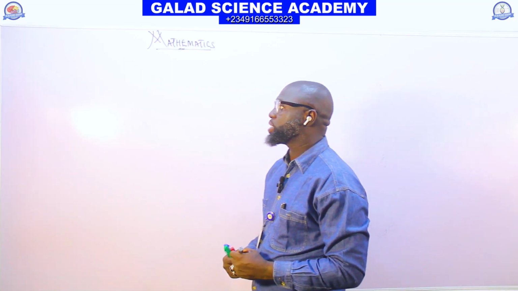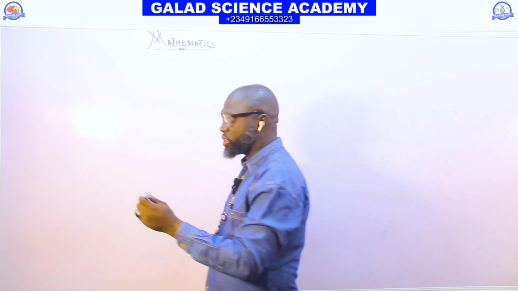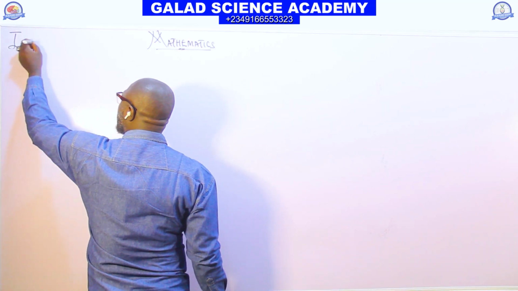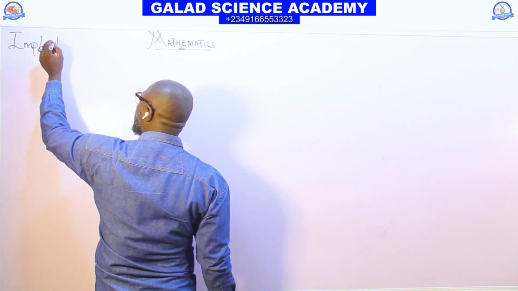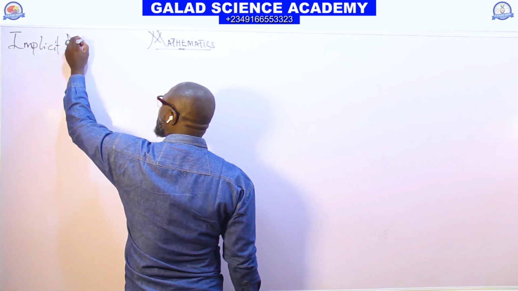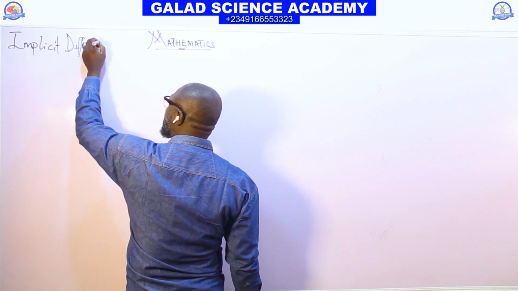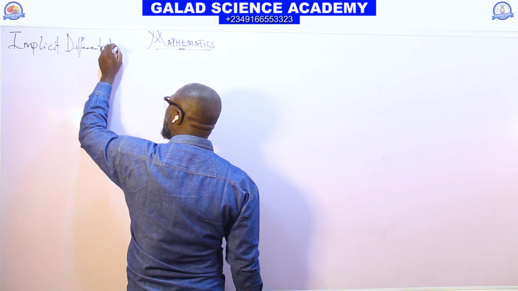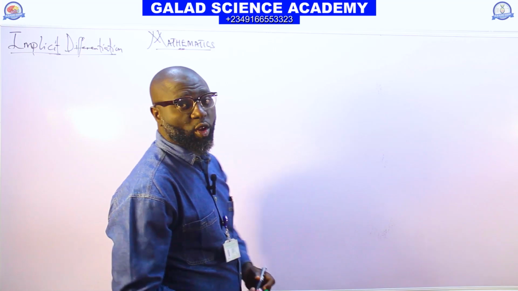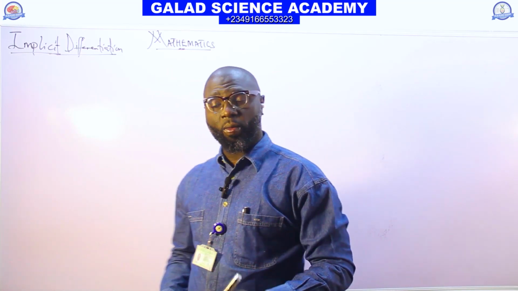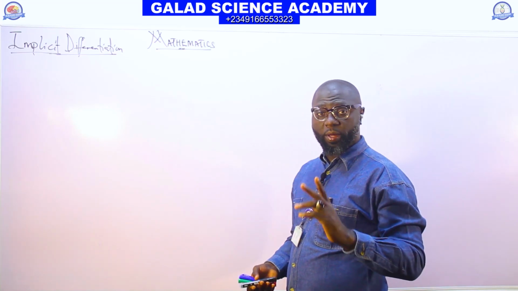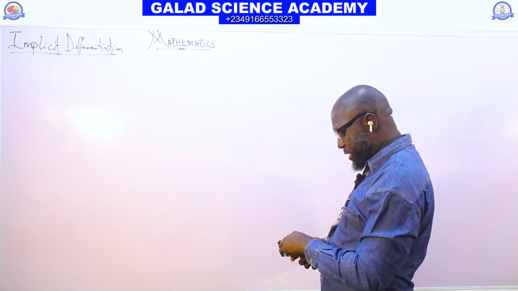The next aspect of differentiation that we are going to treat now is what we call implicit differentiation. If you are talking of implicit differentiation, the equations we have in polynomials can exist in two forms.